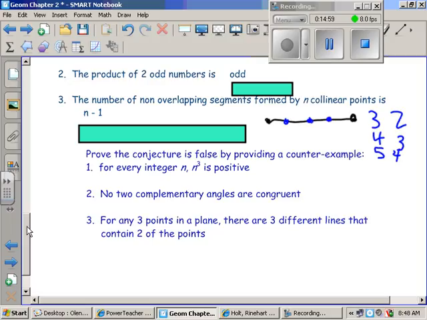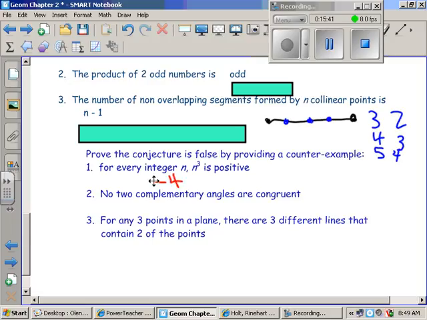Prove the conjecture is false by providing a counterexample. And the first two for sure should be pretty quick. For every integer n, n cubed is positive. Connor, can you think of a counterexample? For every integer n, n cubed is positive. Negative 4, because negative 4 times negative 4 times negative 4 is negative 64. Negative 64, so that's a counterexample. Good. Okay?